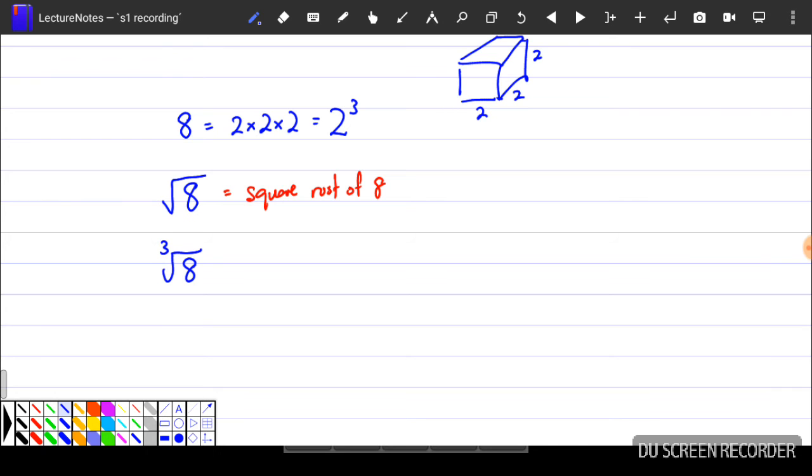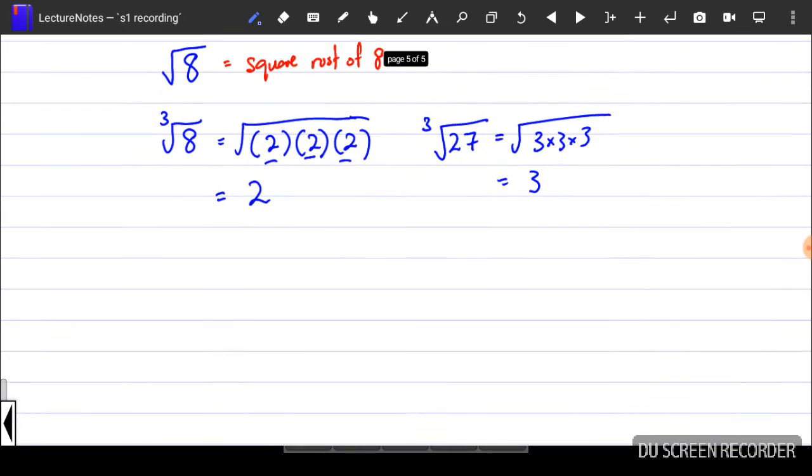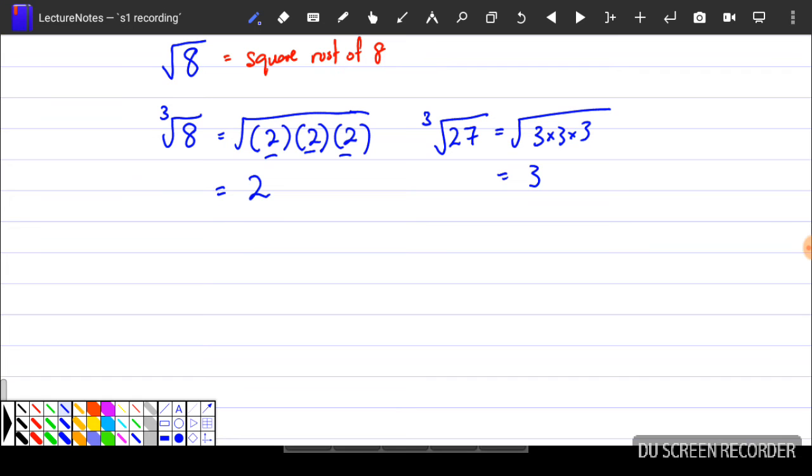The meaning of cube root of 8 means if I have 3 numbers and these are the same number, what times what times what will give you 8? We know that it's 2 times 2 times 2, and in this case cube root of 8 will simply be 2. We can also go on and find other numbers. In this case, we know that cube root of 27 is 3 times 3 times 3, and this will be equal to 3.